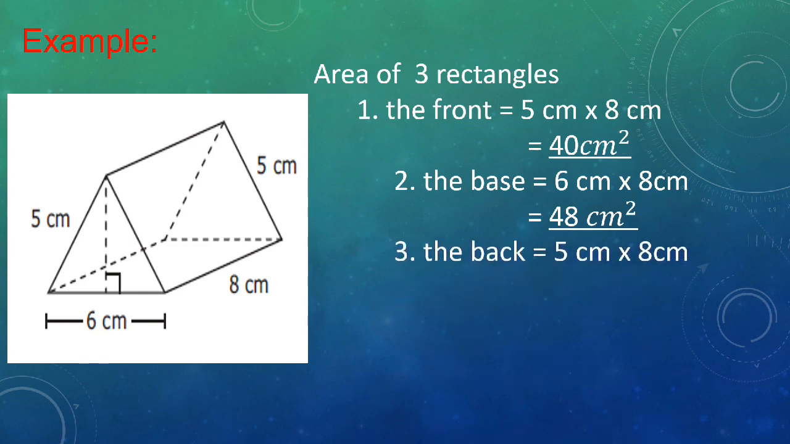Next, we are going to solve the back rectangle. So look at the back rectangle. The length there is 5 centimeters and the width is 8 centimeters. So meaning we have 5 times 8 is 40 centimeters squared. So we have now the area of our three rectangles. First, the front is 40 centimeters squared. Next, the base is 48 centimeters squared. And the back is 40 centimeters squared.